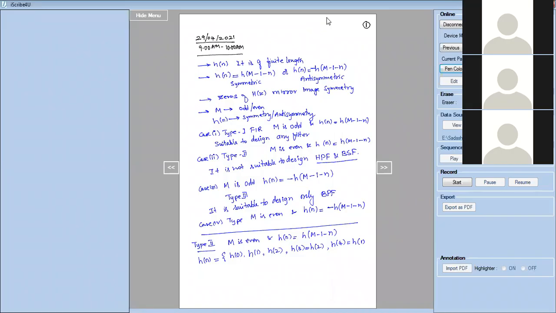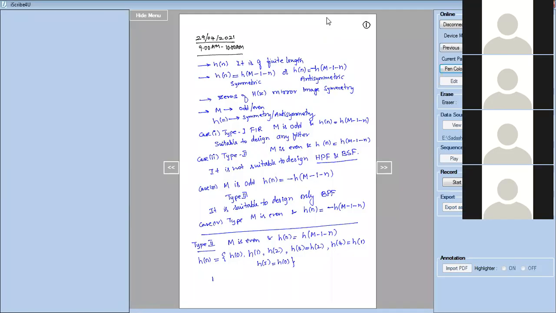So h of 5 is equal to h of 0. Now can you tell me what is M in this impulse response? M is equal to 6. Length is equal to 6. And what sort of nature am I having for the impulse response? It is symmetric. Yes or no? Symmetric impulse response.